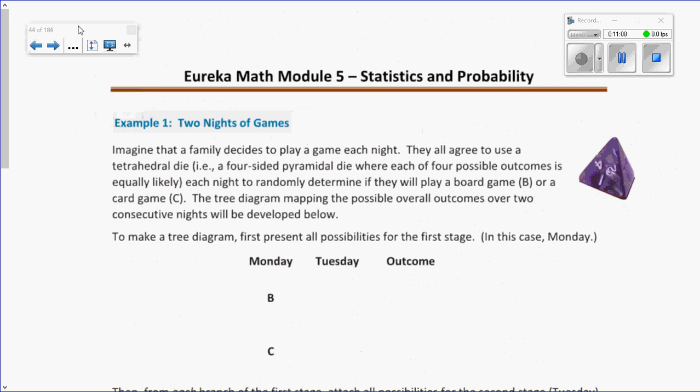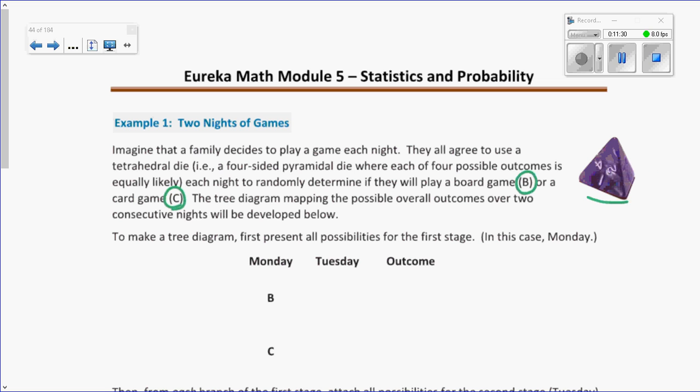Imagine that a family decides to play a game each night. They all agree to use a tetrahedral die. That's a 4-sided pyramid, like if you can imagine, the bottom is a triangle and the 3 sides are triangles. And they decide whether they're going to play board game B or card game C. The tree diagram maps out all the possible outcomes over the 2 consecutive nights.